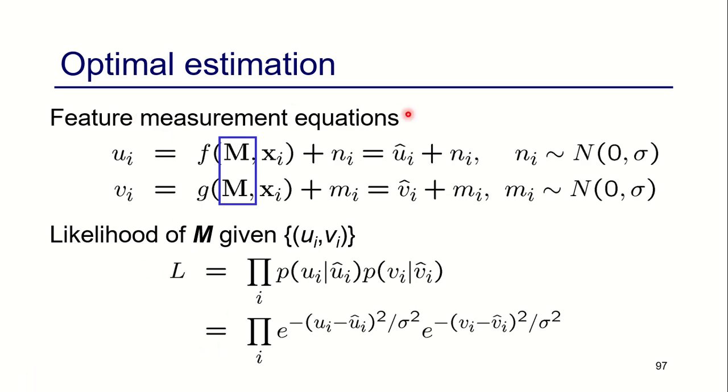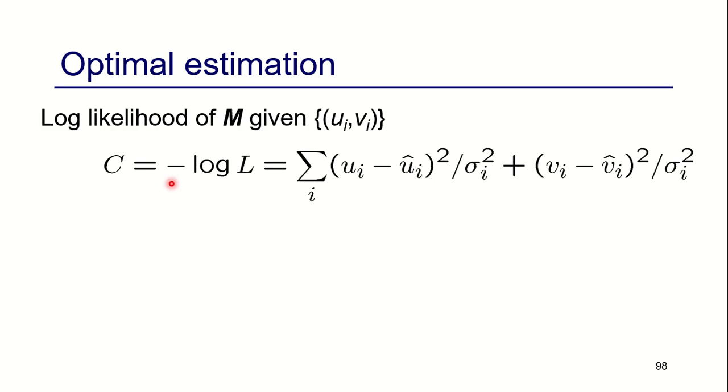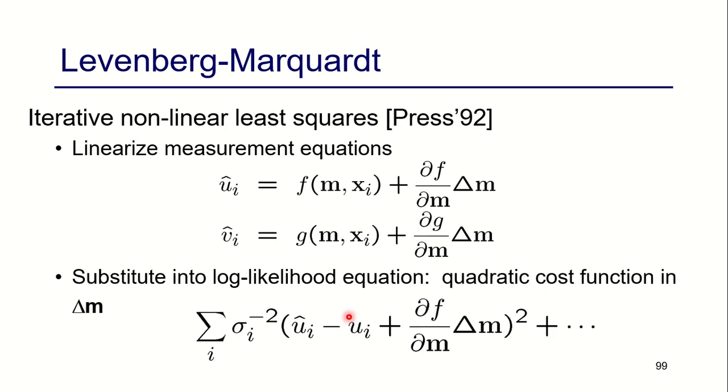So the feature measurement equations, the ui equation and the vi equation, where we use the likelihood, that is, your M has been given. So this is the likelihood equation for the matrix M. And in optimal estimation, this will be the log likelihood of M, which is given in terms of the set of points ui, vi, the equation of C. And how do you minimize C? You use nonlinear regression least squares because ui cap and vi cap are nonlinear functions of M.